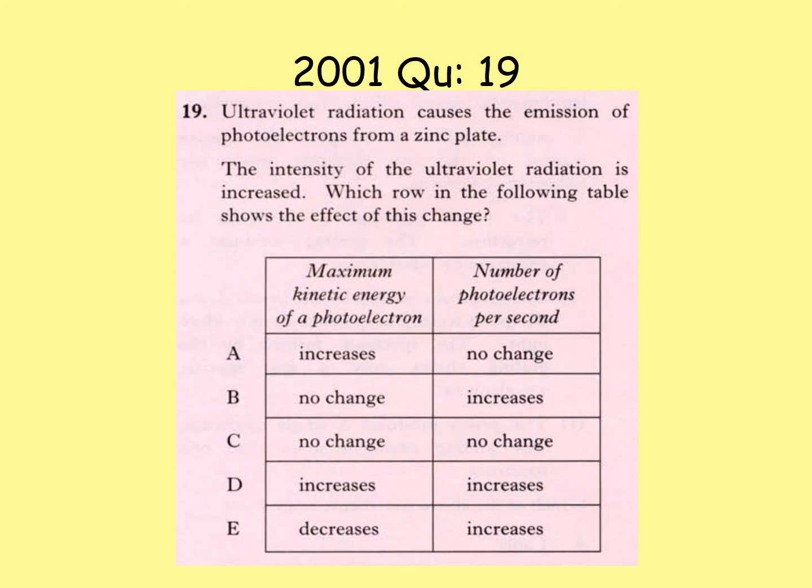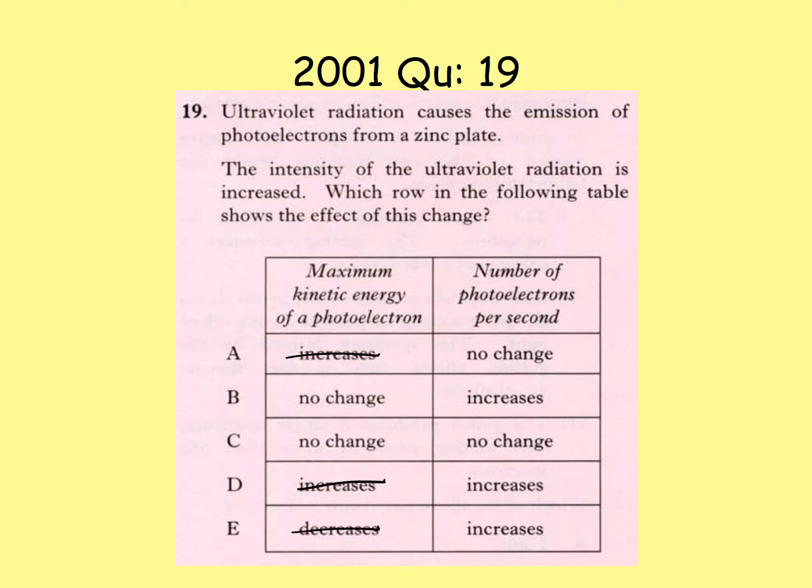So if we've increased the irradiance, the intensity, we haven't changed the frequency of the individual photons. Now, if we haven't changed the frequency of the individual photons, we haven't changed their energy. Therefore, the maximum kinetic energy is going to stay exactly the same. So we can get rid of A, we can get rid of D, and we can get rid of E.